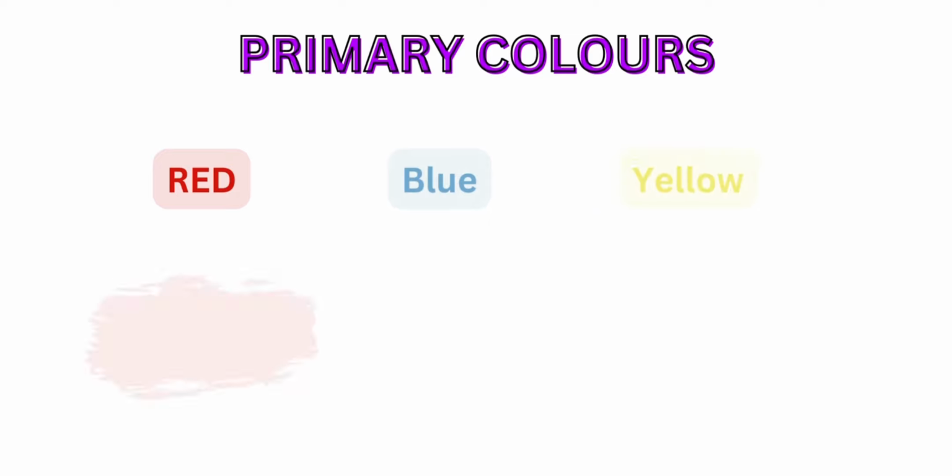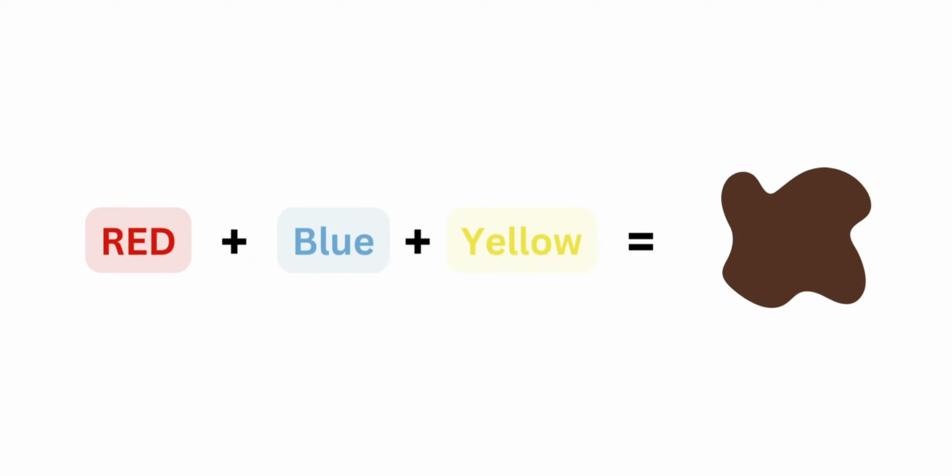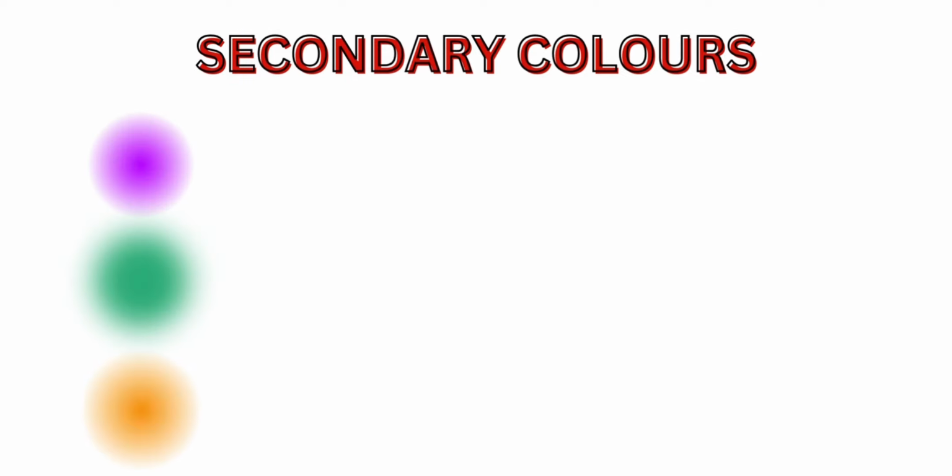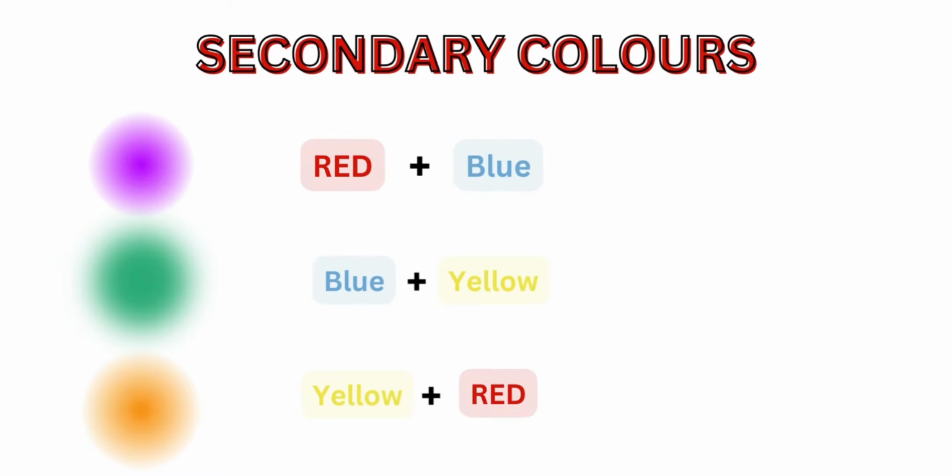Start with the 3 primary colors: red, blue, and yellow. By mixing these in various ways, you can create all other colors. Mixing all 3 primary colors will result in a muddy brown. Secondary colors, such as purple, green, and orange, are created by combining primary colors. Red and blue make purple, blue and yellow make green, and yellow and red make orange.